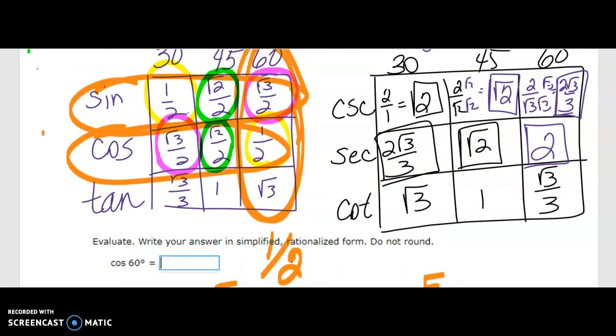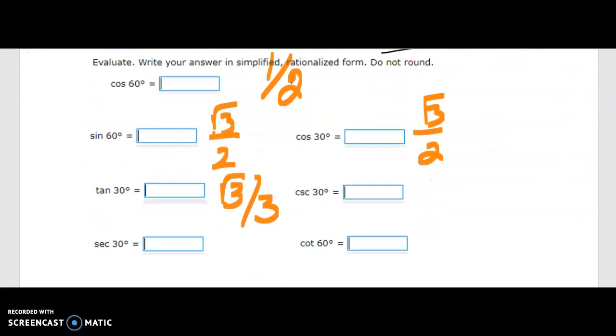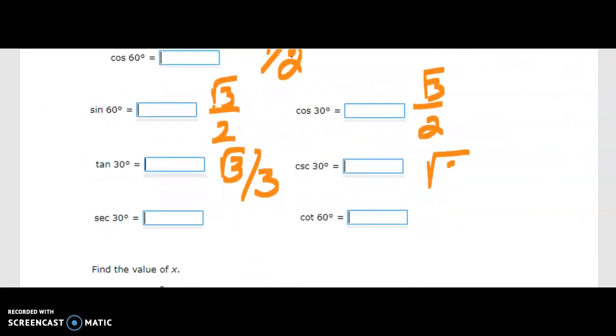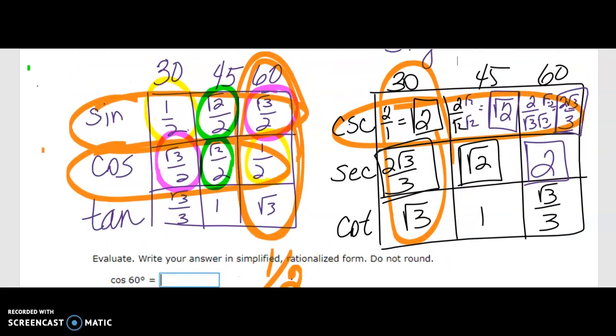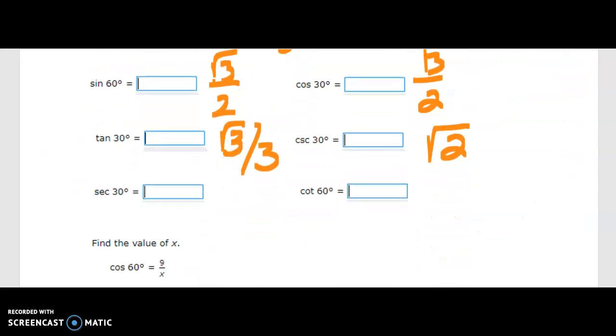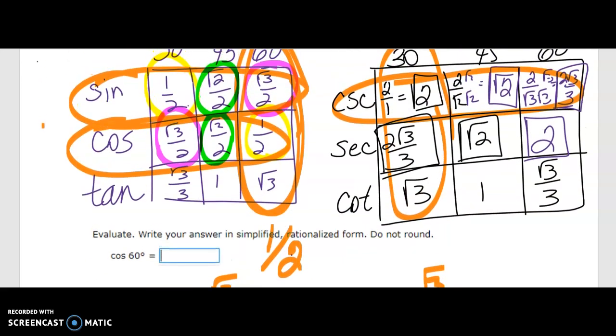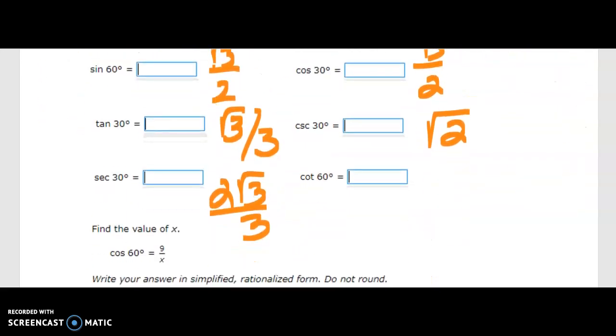Cosecant 30, so square root of 2. Secant 30, 2 square root of 3 over 3. Cotangent 60, square root of 3 over 3. So all of this time, it's not going to take very long at all to do it.